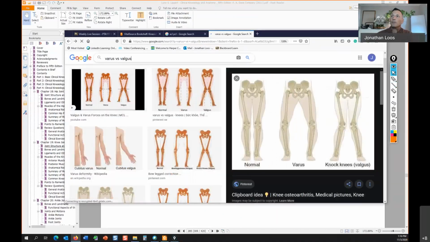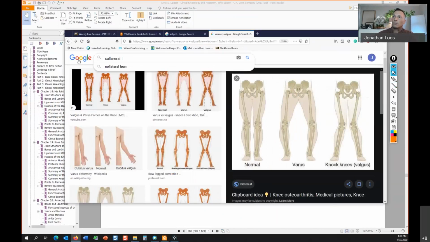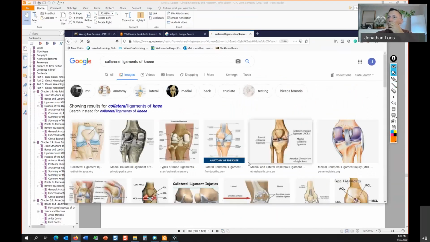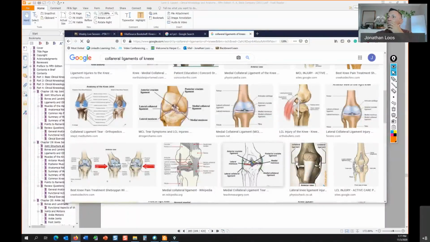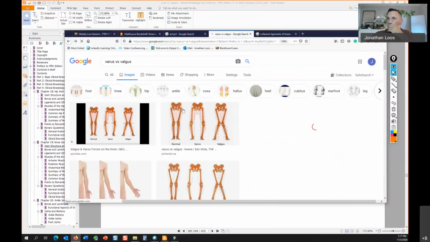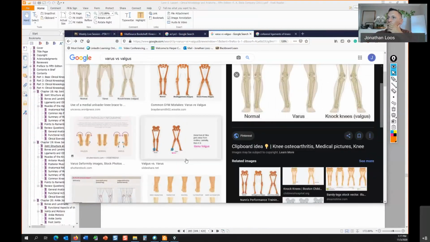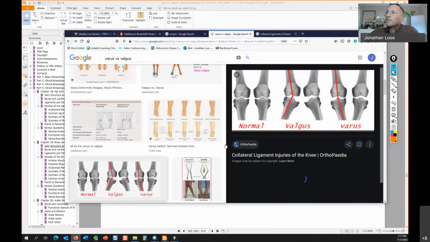Let's look at the collateral ligaments in the knee. Let's actually go back to that. Okay, I like this image here.